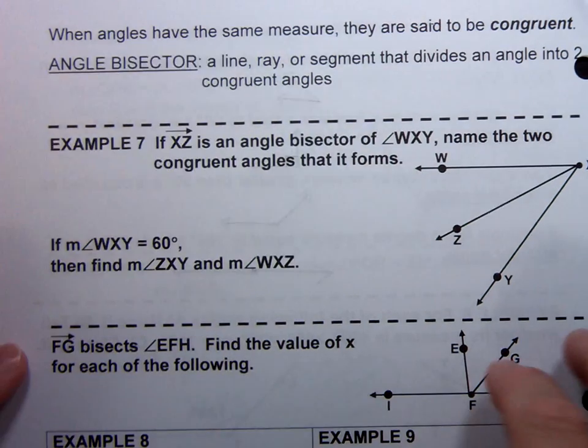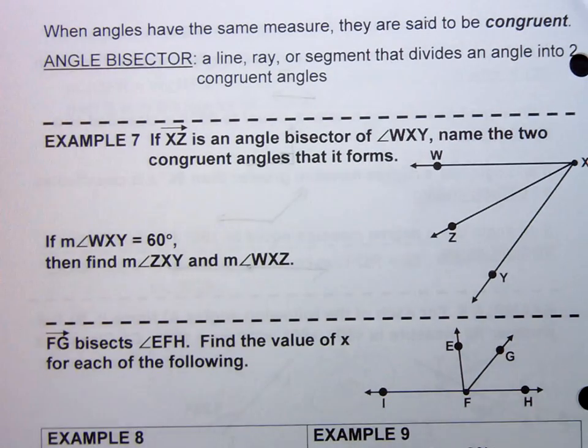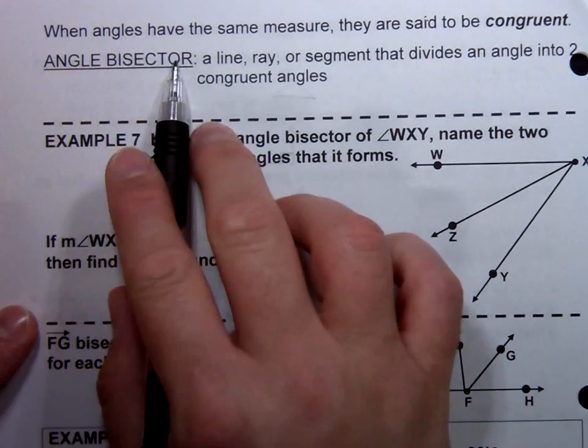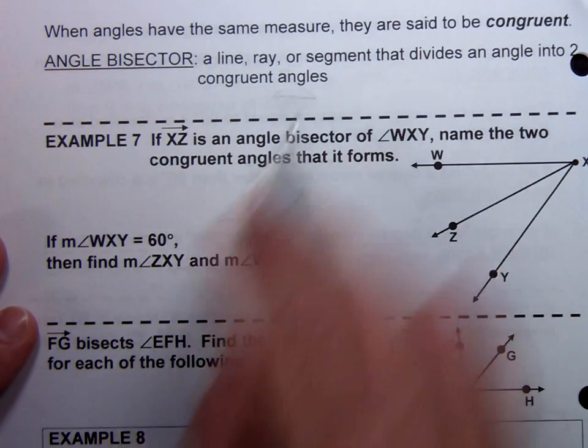Angles aren't measured with a length. Angles are measured with degrees, or at least that's the units we're using. And so if we say 2 angles are congruent, it means they have the same measure. They have the same number of degrees. So a 23-degree angle and a 23-degree angle would be congruent. All right, an angle bisector is a line, ray, or segment that divides an angle into 2 congruent angles.